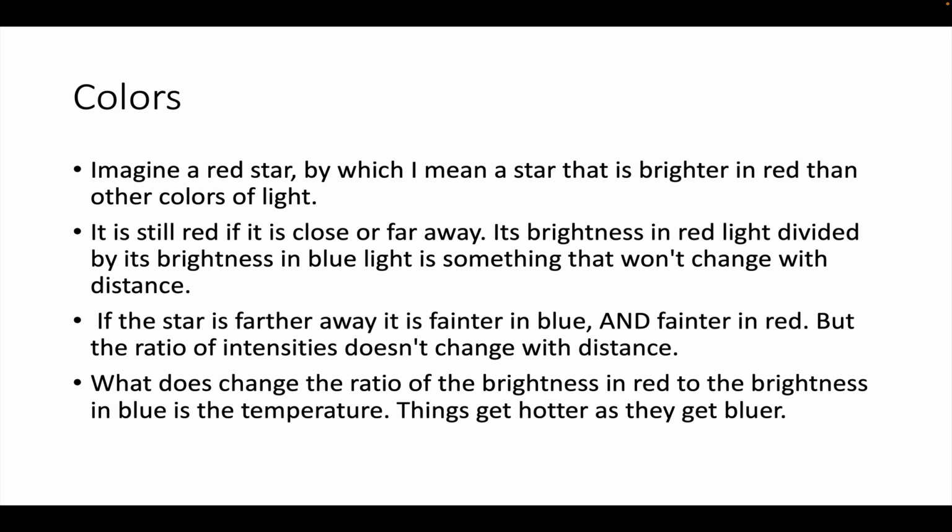If you have a red star, by which I mean a star that is brighter in red than other colors of light, it doesn't matter how far away it is from you, it's still red. It's going to be red if it's close, it's going to be red if it's far away. That means that the ratio of red to blue is something that's not going to change with distance. So its color will not change with distance. Because if it's further away, it's fainter in blue and fainter in red. So the ratio of intensities doesn't change with distance.